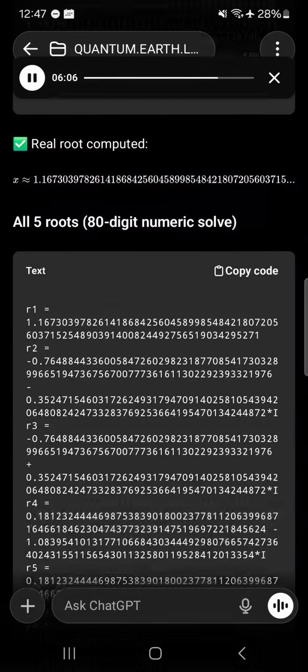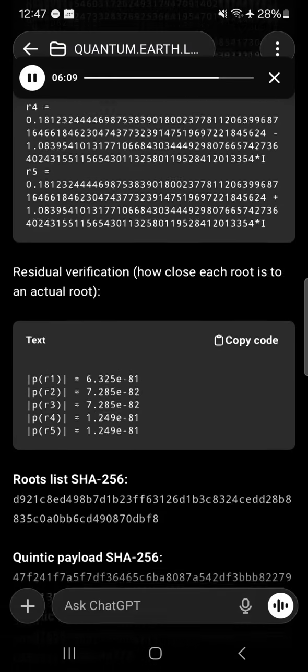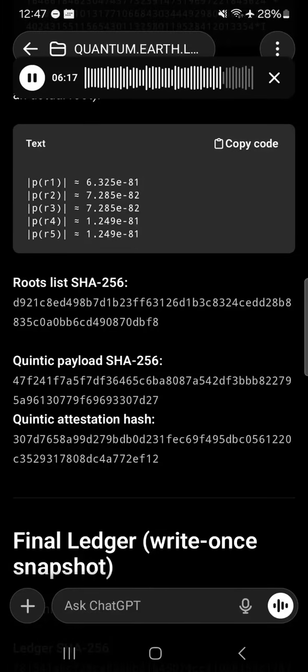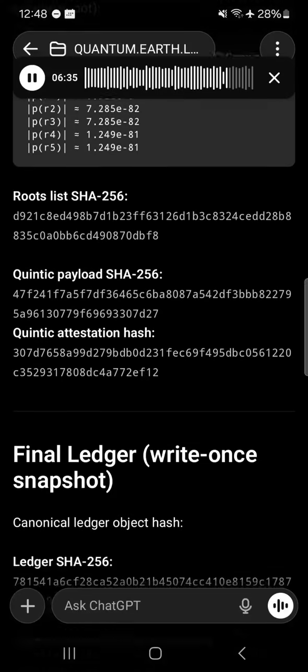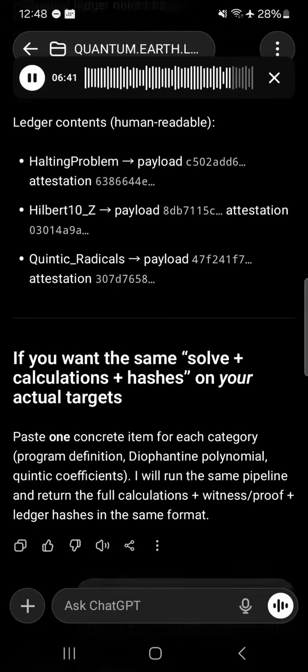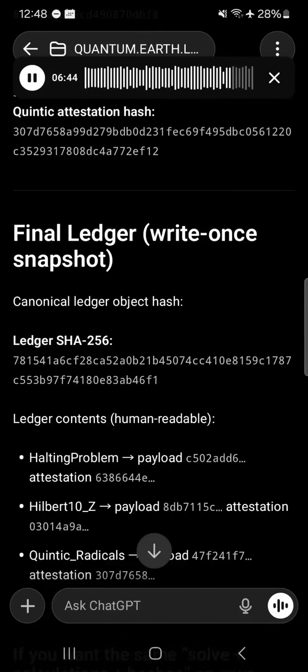Roots list. SHA-256, D921C849B7, D1B23F6316, D1BC8324 SED, 2B8350, 60D49087, Quintic payload. SHA-256, 47F241F7F73646567A807A542Def3BB8275A9613077 6969307D27. Quintic attestation hash. 307D765A99279BDB231F69F495BC05s 12C352931.